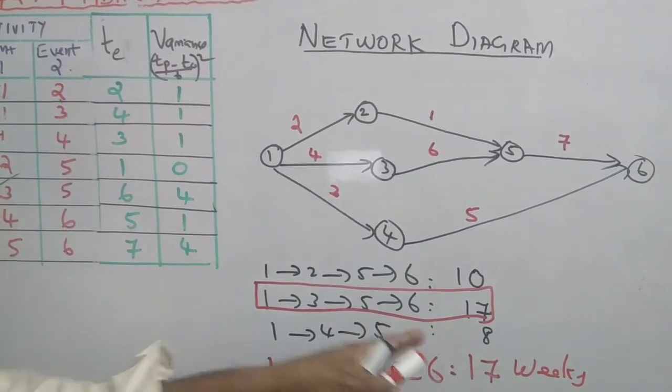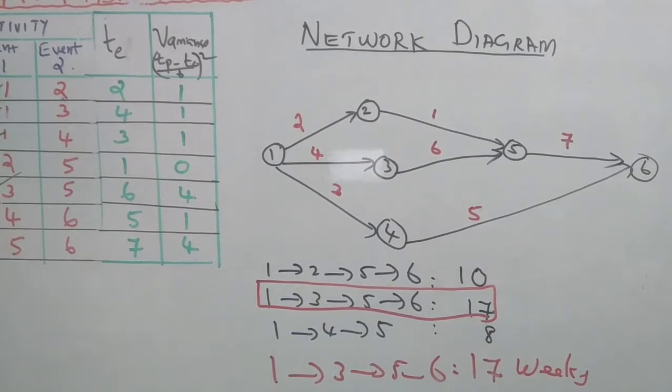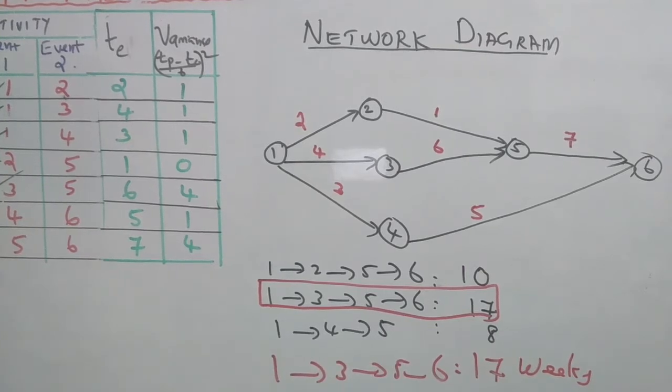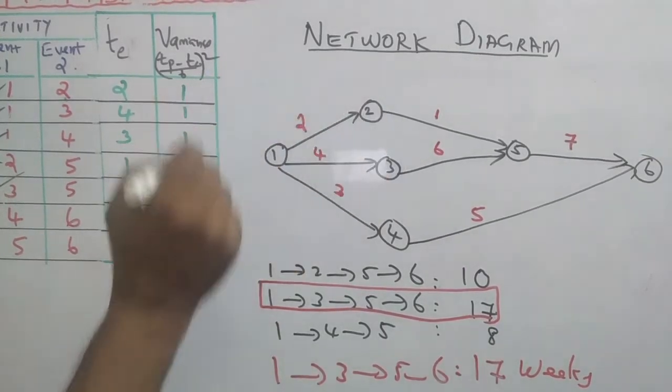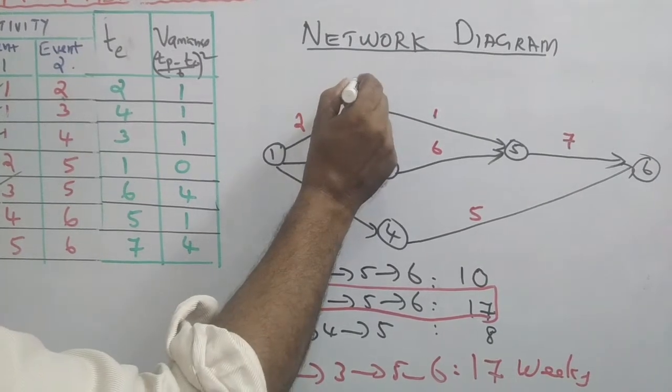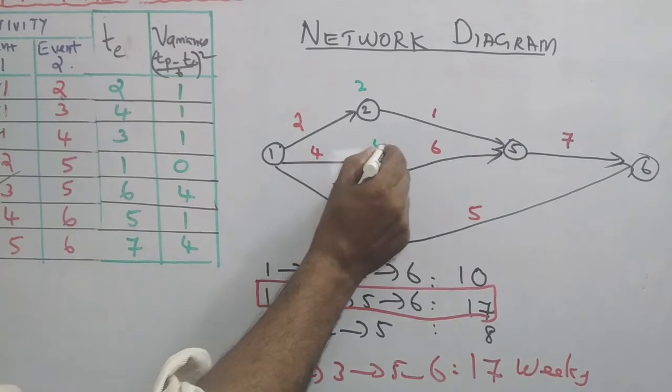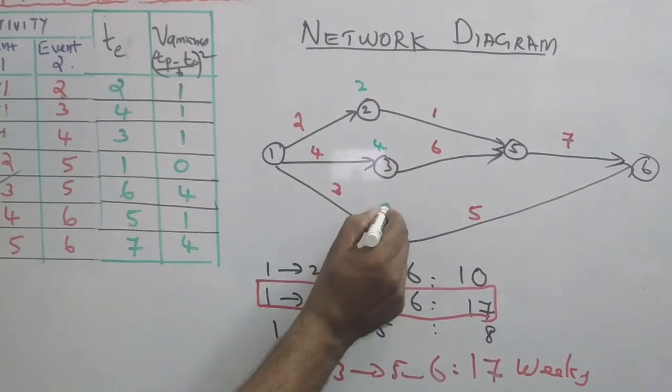Critical path is the longest one. Here we can compute the critical path by forward and backward computation. 1 to 2, 2 is the node. Forward computation, 2. 1 to 3, forward computation is 4. 1 to 4, that is 3.